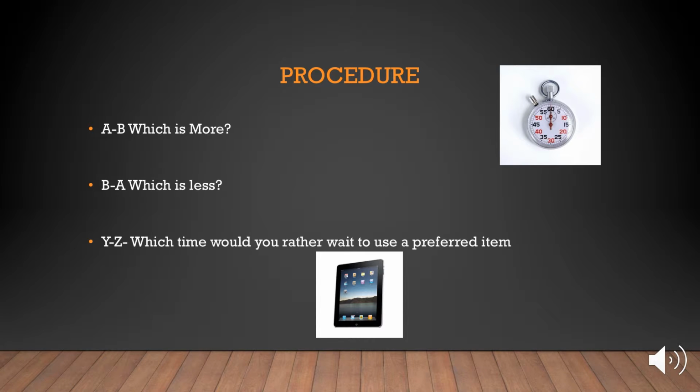After reaching criterion with which is less, then Y to Z was compared. This is why we did the multiple stimulus without replacement preference assessment, to determine which item would be highly preferred. The highly preferred item was offered to the child in front of them, and the two stimuli were still presented, but this time the prompt was which time would you rather wait to use this preferred item? Obviously, the correct response would be the lesser amount of time to wait.